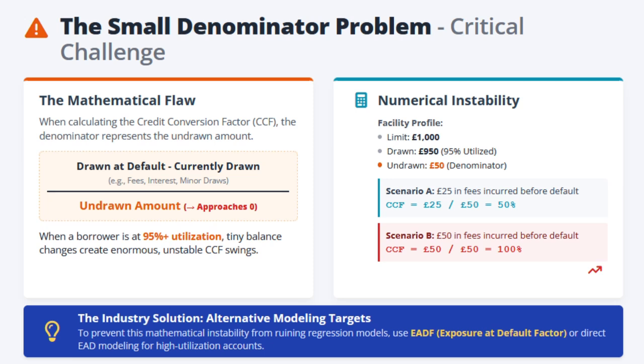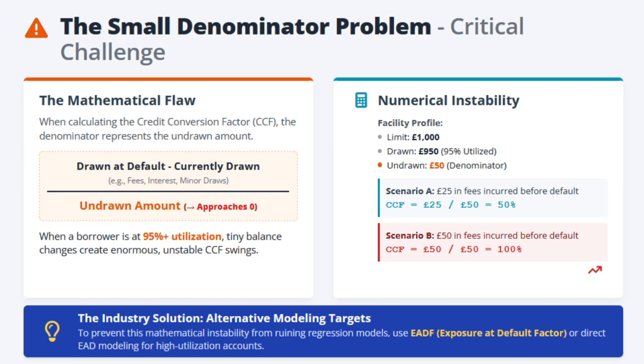For example, if a customer has a limit of 1000 with 950 drawn, the 50 is the undrawn amount. If they incur 25 in fees before default out of that 50, their CCF becomes 50%, because 25 is already drawn from that 50 undrawn amount. But if they incur, let's say, 50 in total of those fees, the CCF jumps to 100%, and this mathematical instability ruins the regression models.